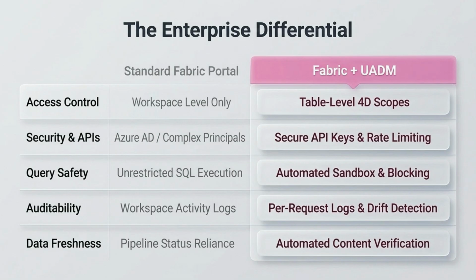Moving on to the enterprise differential. While the standard Fabric portal offers a great start, adding UADM is what makes it truly enterprise-grade. The key shift here is from general to granular. Instead of basic workspace access, we provide table-level control. We've simplified security with secure API keys and added a safety net with automated sandboxing for queries. Ultimately, UADM gives you the deep visibility and data verification that standard pipelines simply can't match. It's about moving from just having data to having governed, reliable data.